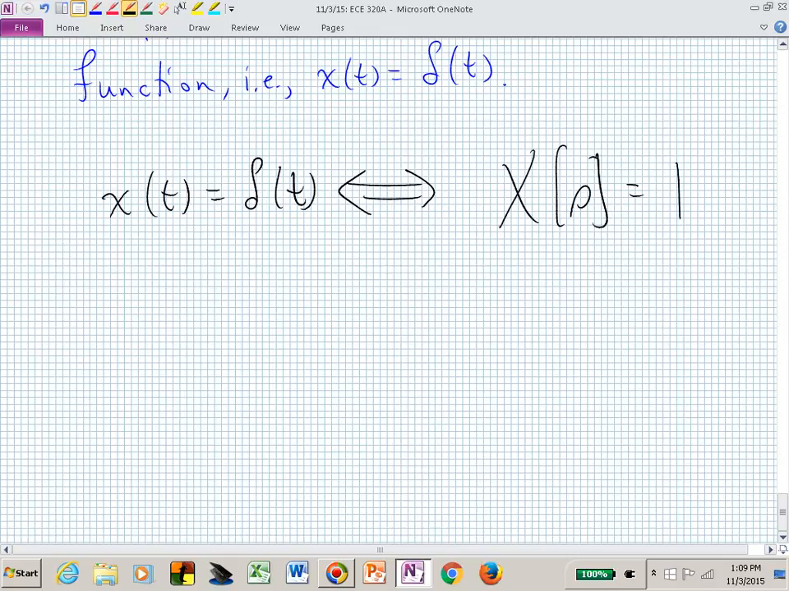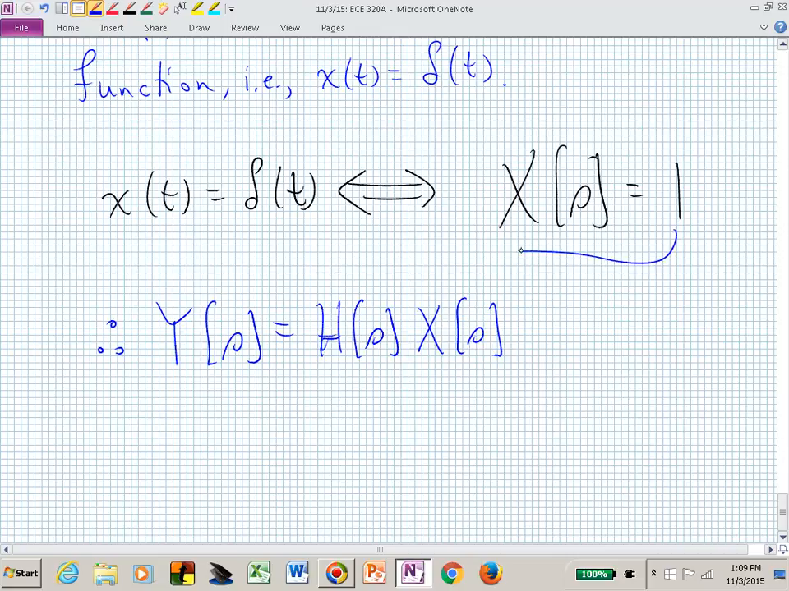to match your t-square. Now, if we know capital X of S is 1, and we want to know the output, we know in the frequency domain the output is just the product of the system's transfer function, capital H of S, and the Laplace transform of the input. But if this guy is just 1, now the output in the frequency domain is just the transfer function.